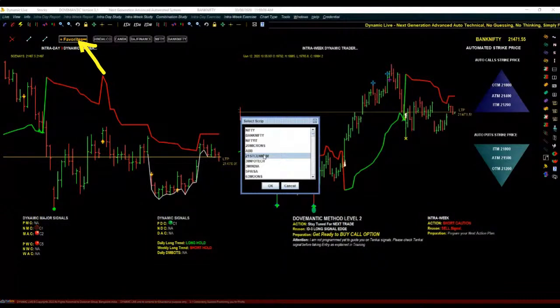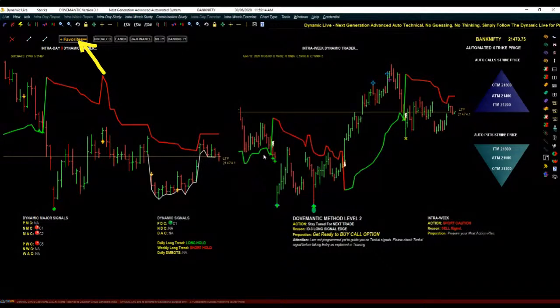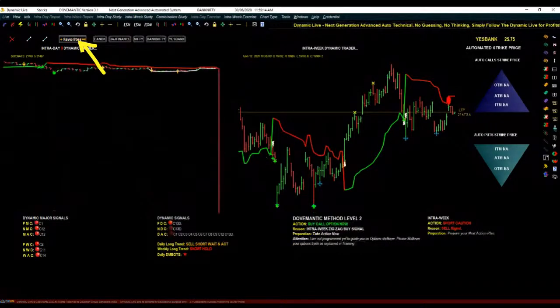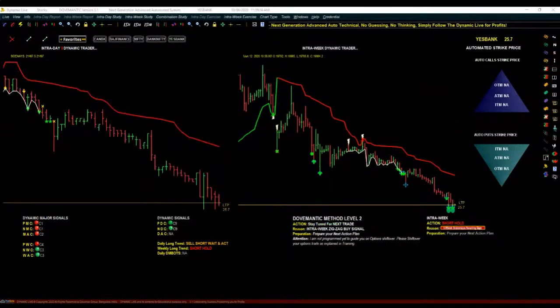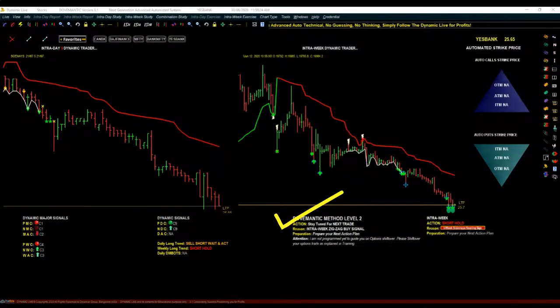Let us say we select Yes Bank. Now, here is Yes Bank. As you can see here, the action is telling us stay tuned for the next trade. It means there is no trading opportunity as of now. It has told us to buy a put option somewhere at this point in time.